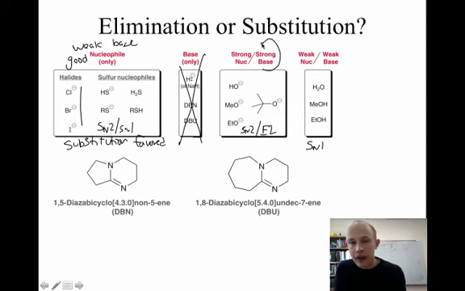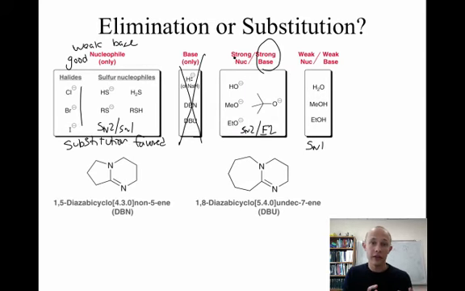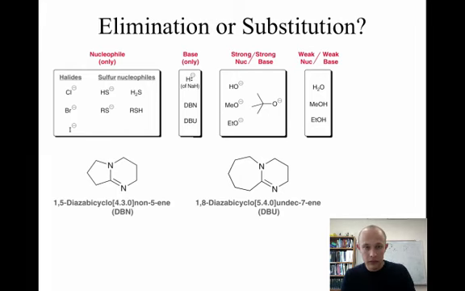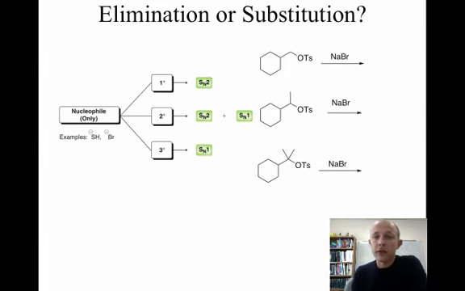These are strong bases because they have a negative charge on the oxygen, and strong nucleophiles. So depending on how substituted your substrate is, that's going to determine whether or not you're going to see elimination or substitution. Unhindered substrates will give you substitution. Hindered substrates will give you elimination. Okay, so let's look at some examples.